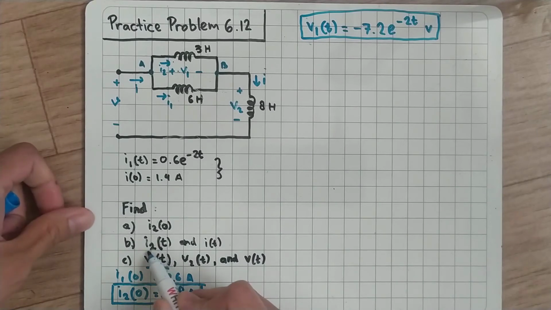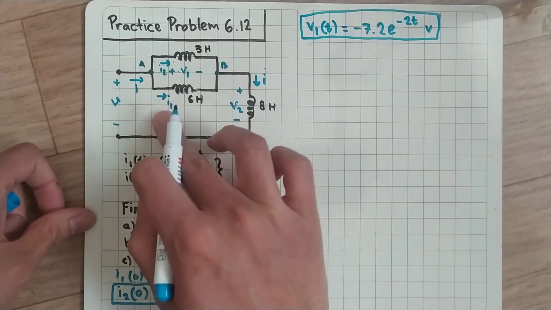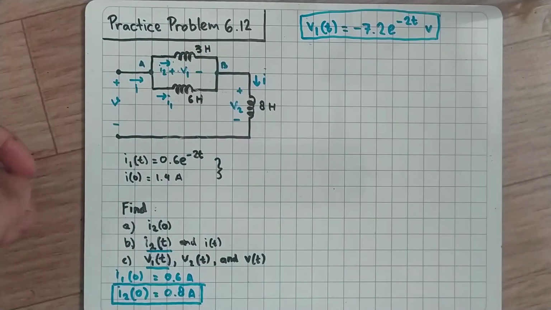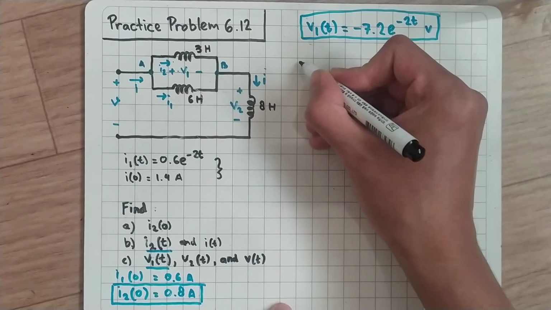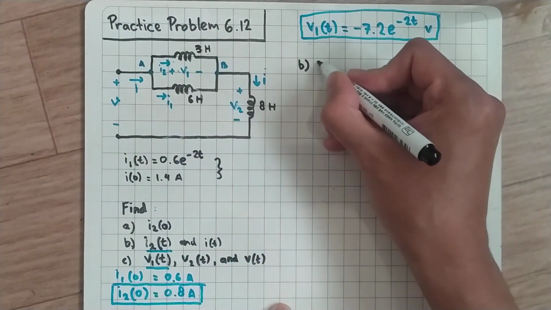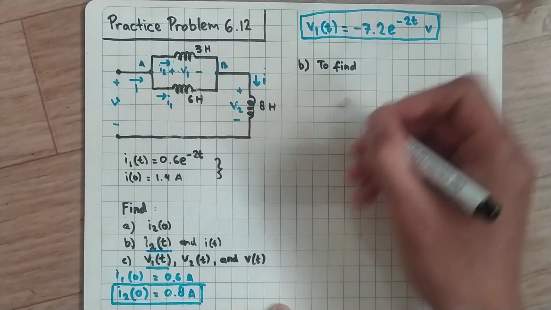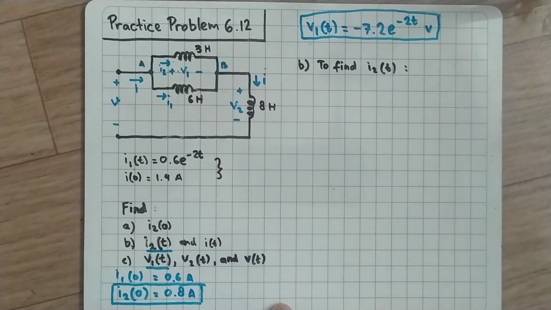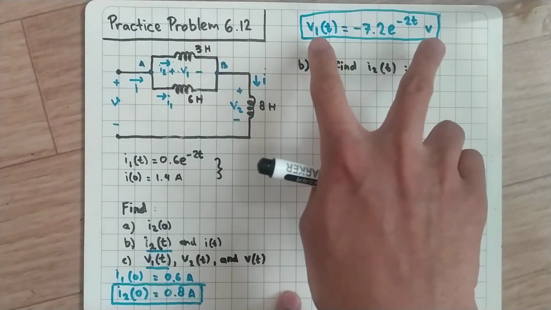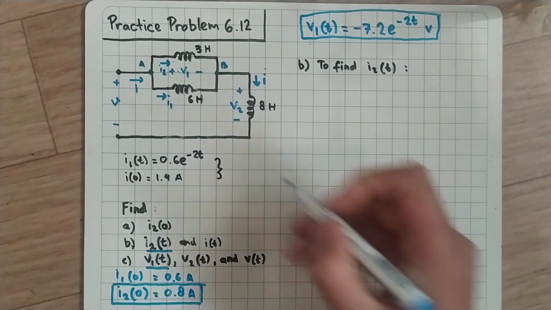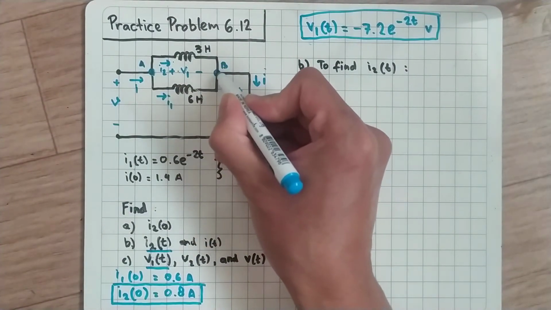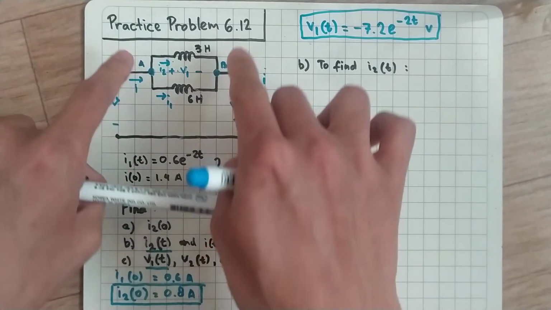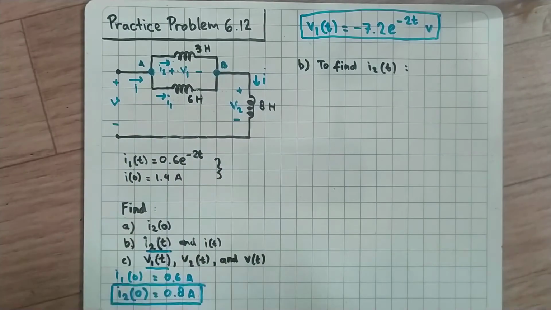For the next one, I want to find I2, which is the current that passes through the inductor parallel to our 6 Henry, which is the 3 Henry. So first let's do B to find I2, which is a function of time. So far we have V1(t). Remember that V1(t) is the voltage across this parallel inductor. So V1 will be the same across the 6 Henry inductor and the 3 Henry inductor. The voltage will be the same because it is a parallel circuit.